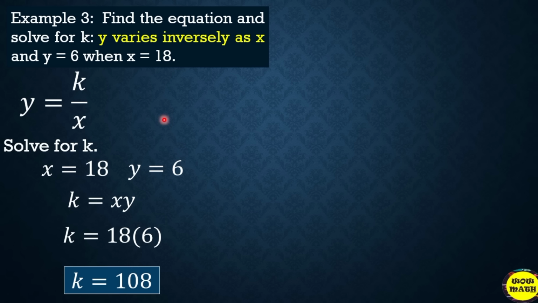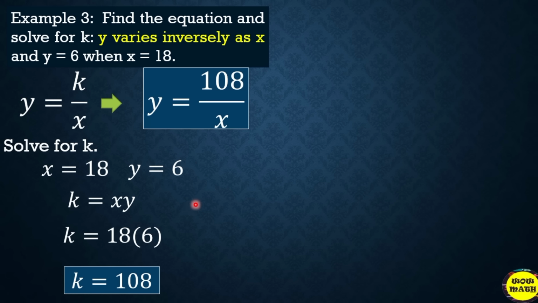So, ano ngayon ang magiging equation natin? So, balik tayo dito. So, y is equal to k over x. Papalitan natin ang constant ng 108. So, y is equal to 108 over x. So, ito yung equation natin. Yung constant natin dito ay 108.